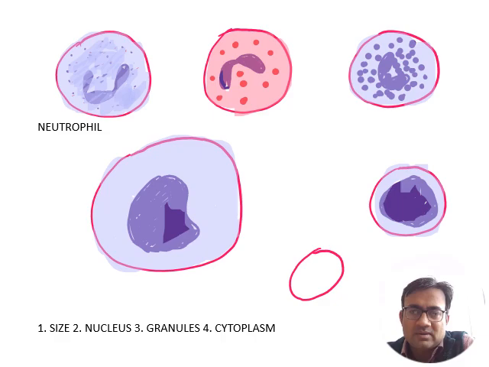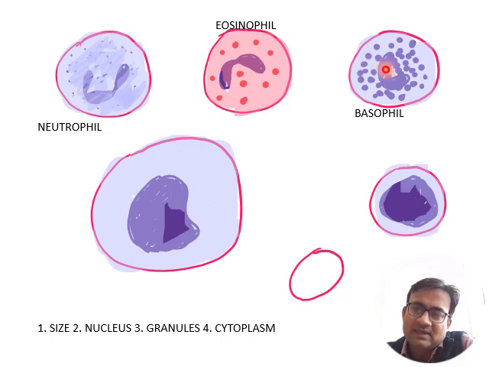So this was the neutrophil: multilobe nucleus, fine granules, and size almost 10 to 14 micron, or you can say 1.5 to 2 times that of RBC. Then eosinophil: coarse eosinophilic granules, bilobe nucleus, size again the same as neutrophil, that is 1.5 to 2 times that of RBC. Then basophil, as the name suggests, it is basophilic.